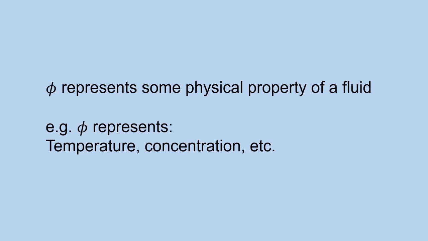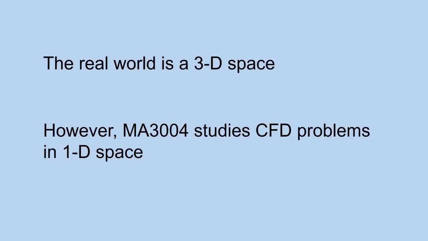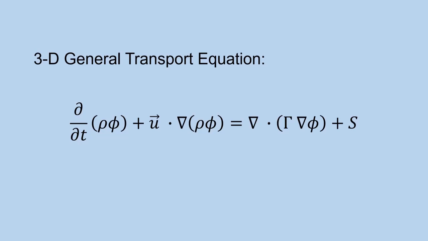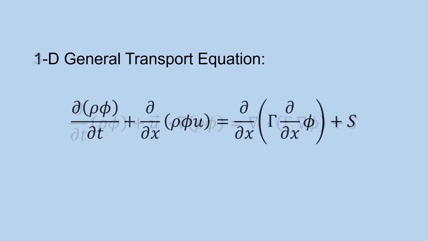We kept talking about phi, but what really is phi? Phi is some physical property being transported in a fluid. Commonly, this could be temperature, concentration, or momentum. The real world is a three-dimensional space, but for simplicity, we shall confine our studies to one-dimensional problems. So instead of using the 3D transport equation, we shall be using its 1D counterpart instead.